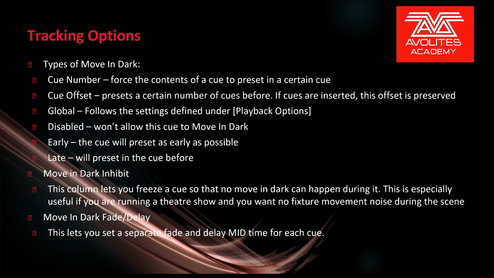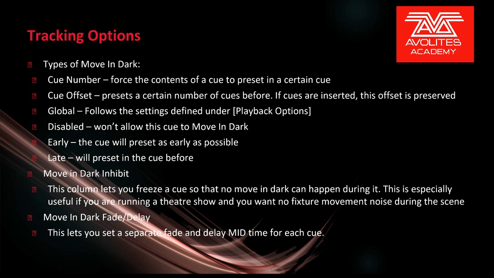Types of moving dark: Queue number will force the contents of a queue to preset in a certain queue. Queue offset presets a certain number of queues before. If queues are inserted, the offset is preserved. Global follows the settings defined under playback options. Disabled won't allow this queue to move in dark. Early, the queue will preset as early as possible. Late will preset in the queue before.